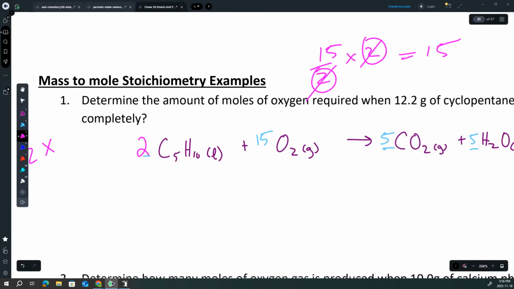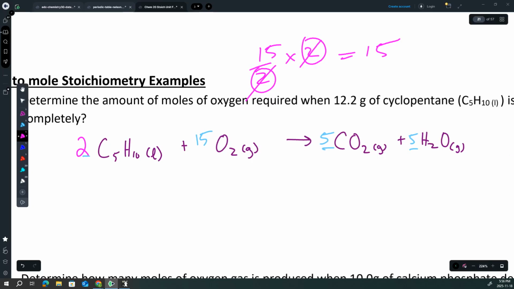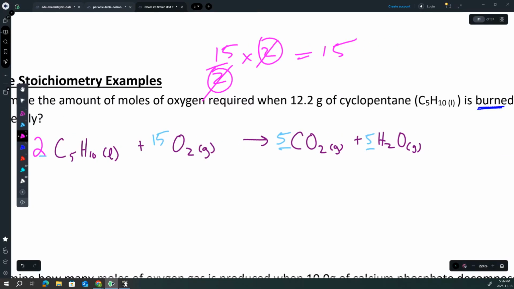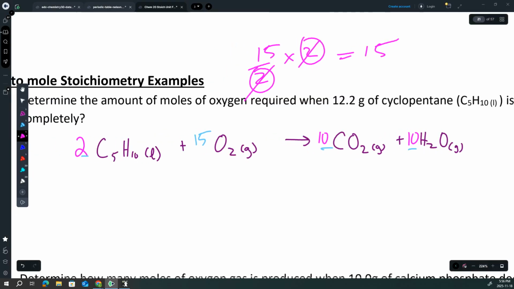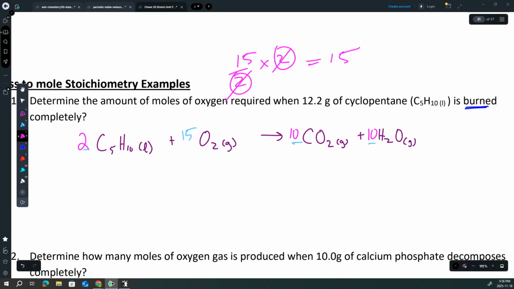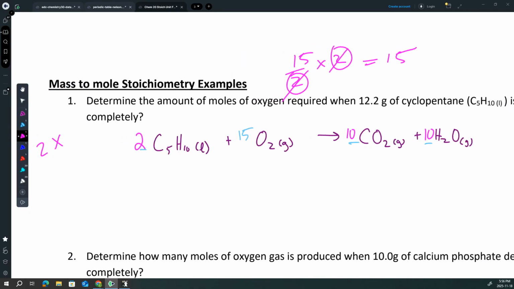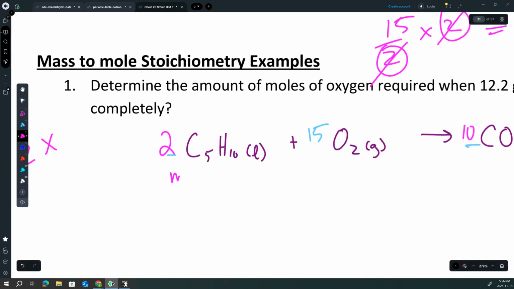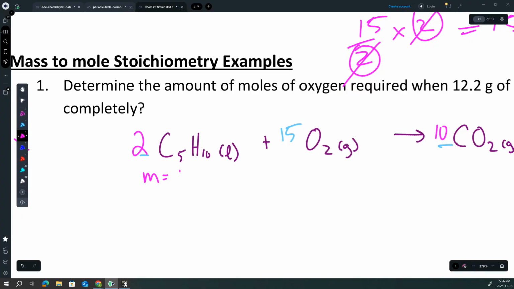All right, so we got 15 oxygen. Okay, 5 times 2, that is going to give us 10 for both carbon dioxide and water vapor. Done. All right, let's organize our information. So they gave us mass of cyclopentane. So mass, cyclopentane, 12.2 grams.